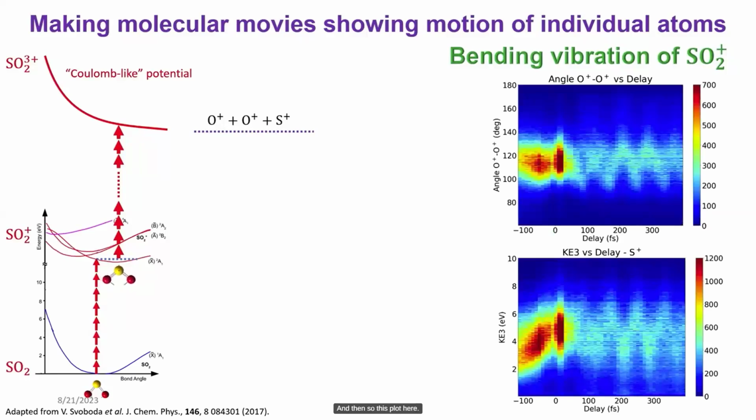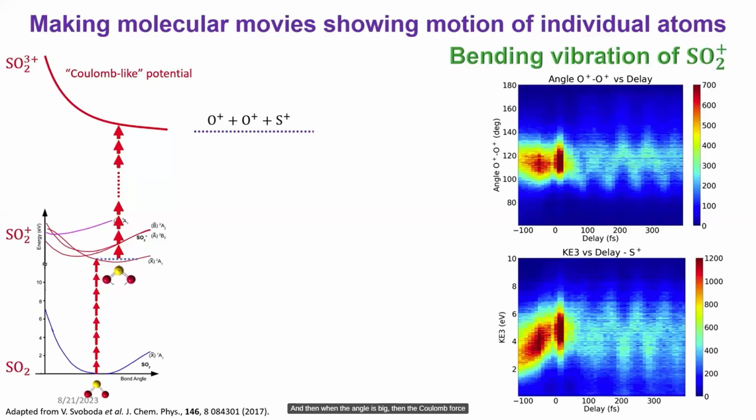Yeah, so this plot here shows you the angle between the two momentum vectors of the two O+, and you can see this nice oscillation. If you do the FFT, it corresponds to the frequency of the bending vibration. And if you measure the kinetic energy of the S+, you will see it also oscillates at the same frequency, but out of phase with this angle, the angle of the two O+. This is easy to understand because when the angle is small, the two O+ will push the S+ in the same direction, so you have more kinetic energy.